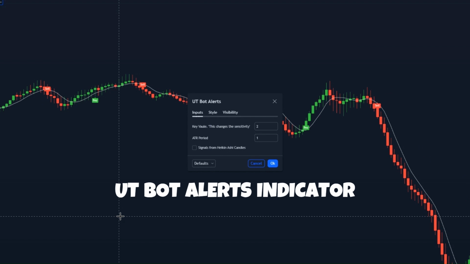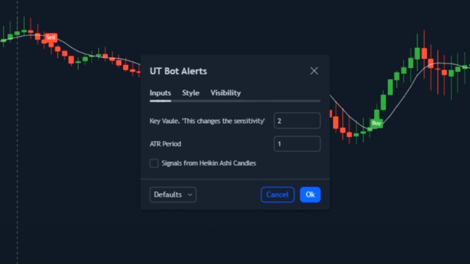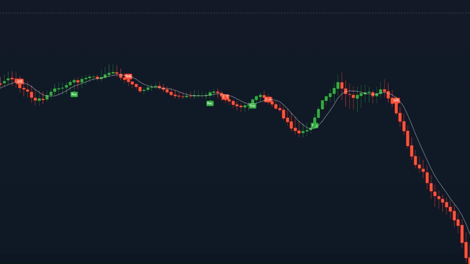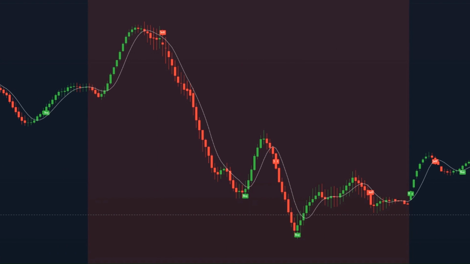Now the best settings for the UT Bot Alerts indicator: change the key value to 2 and the ATR period to 1, and make sure the signals from Heikin-Ashi candles is turned off. And there we go. Now that the indicators are all sorted out, let's get into how we're going to take a trade. For this UT Bot Alerts strategy to work, there are a couple of rules that we need to stick to.